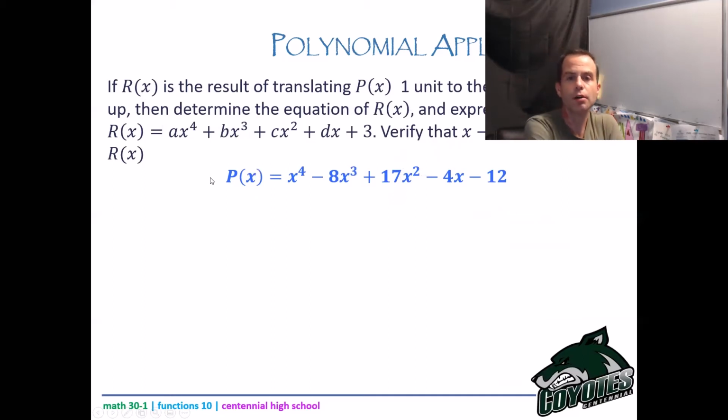If r of x is the result of translating p of x 1 unit to the left and 12 units up, then determine the equation of r of x and express it in the form r of x equals ax to the 4 plus bx cubed plus cx squared plus dx plus 3. Verify that x minus 3 is a factor of r of x. Now, this is a huge question.